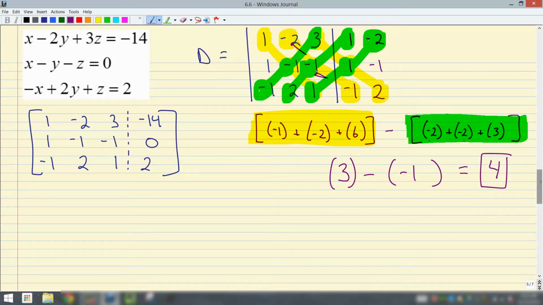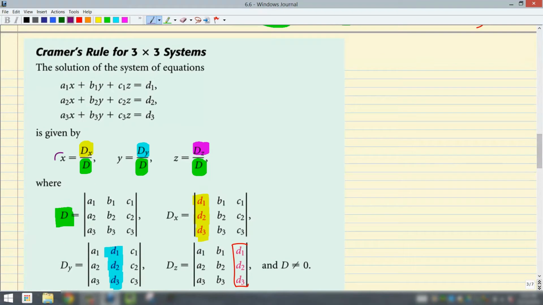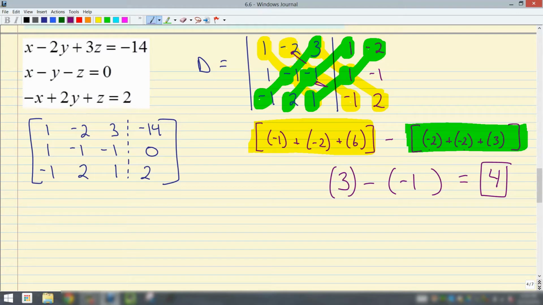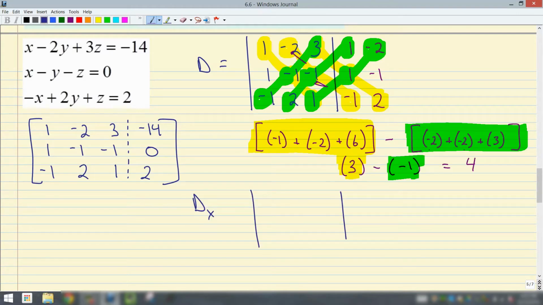So if we look back at this idea up here, for x, y, and z, there's going to be 4, 4, 4 on all of those. That's the denominator. And now we're going to do the exact same thing 3 more times. For the x, because we're doing D of x, we are going to replace the x column with the constant column. Our first column will be negative 14, 0, 2. The other two columns stay the same.